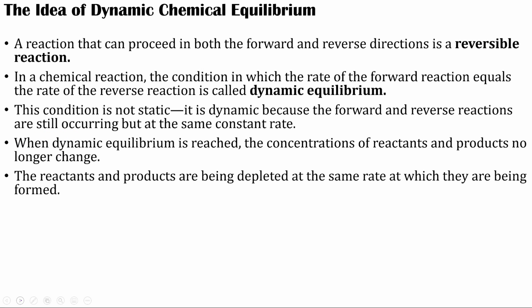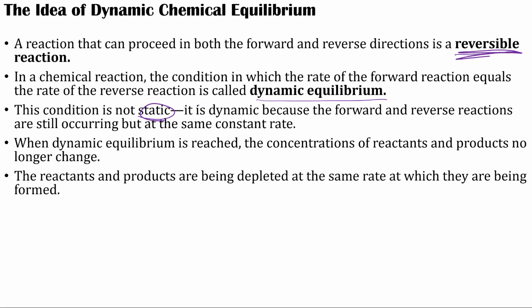All right, so the idea of dynamic chemical equilibrium: a reaction that can proceed in both the forward and the reverse directions is reversible. In a chemical reaction, the condition in which the rate of the forward reaction equals the rate of the reverse reaction is called equilibrium. There are some chemical reactions that are actually reversible. This condition is not static. Static means stopped. It's dynamic because the forward and reverse reactions are still occurring.